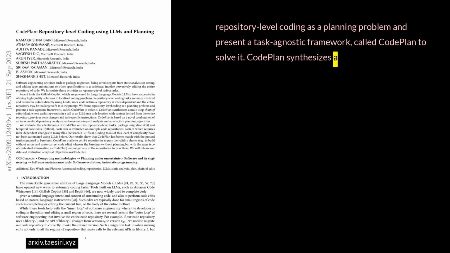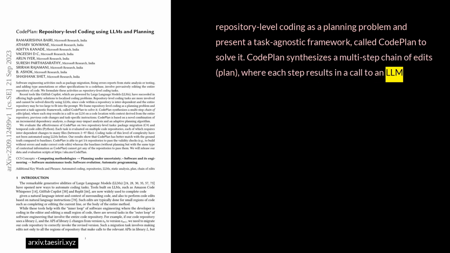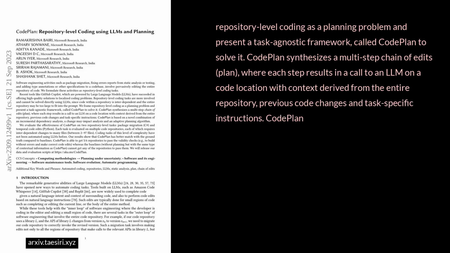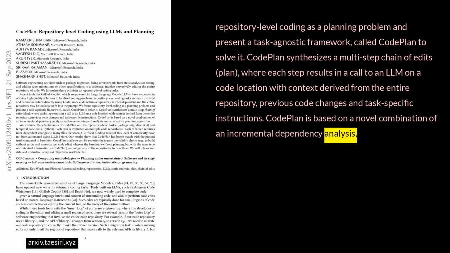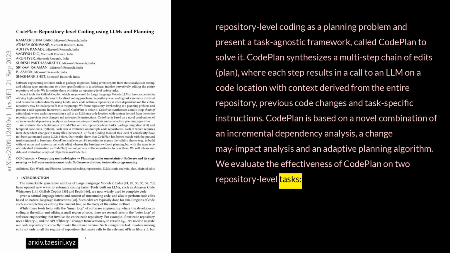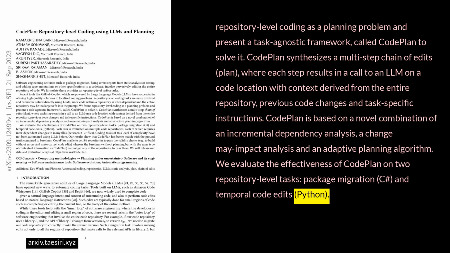CodePlan synthesizes a multi-step chain of edits, the plan, where each step results in a call to an LLM on a code location with context derived from the entire repository, previous code changes, and task-specific instructions. CodePlan is based on a novel combination of an incremental dependency analysis, a change may-impact analysis, and an adaptive planning algorithm. We evaluate the effectiveness of CodePlan on 2 repository-level tasks: package migration, C#, and temporal code edits, Python.